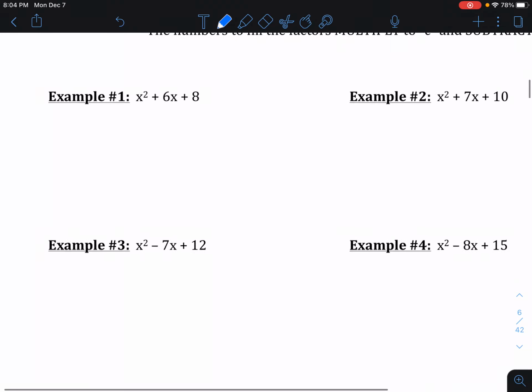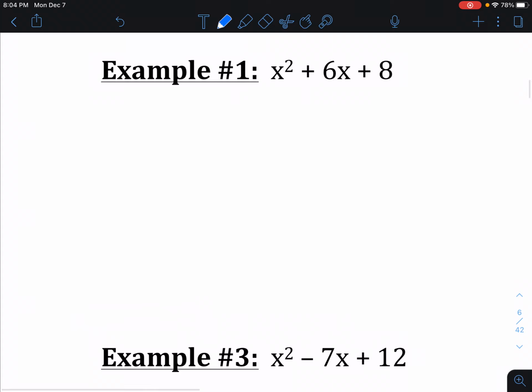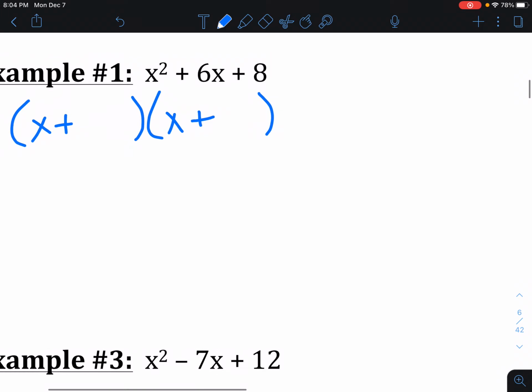So, example 1, we're going to start off with some easy ones with all pluses. Everything's a plus, so we're going to go x plus and x plus. Now we need factors of 8. Basically we need 2 numbers that multiply to get 8 and add up to get 6. It's actually common sense. 2 and 4. Can't get any easier than that. So don't overthink it, guys. Notice again, 2 times 4 is 8, and 2 plus 4 is 6.